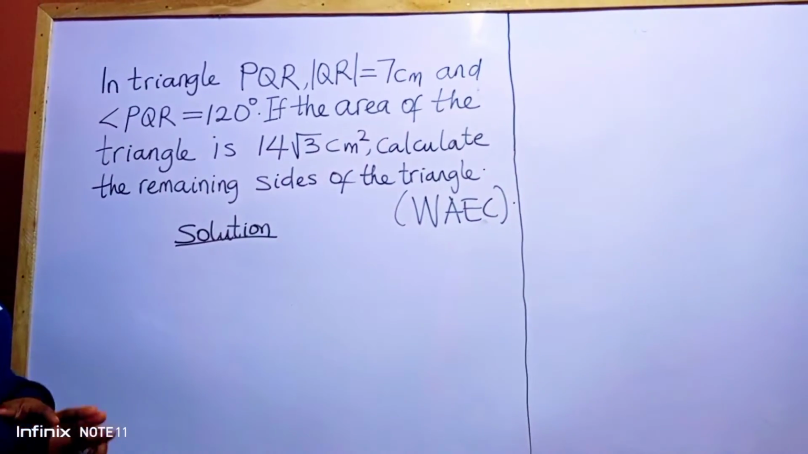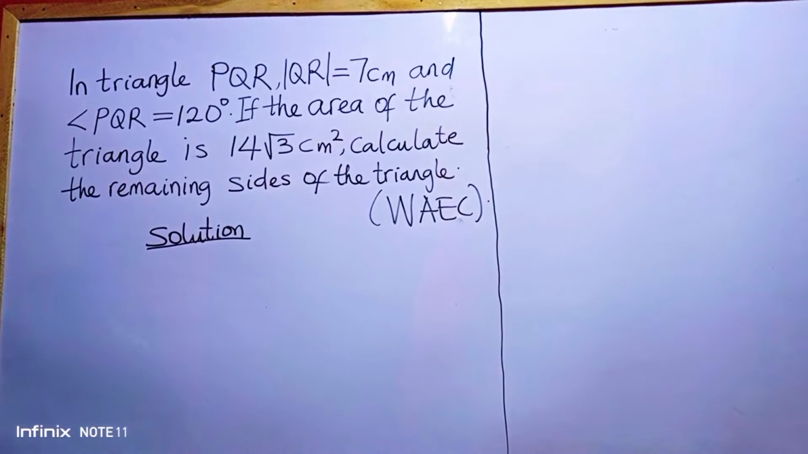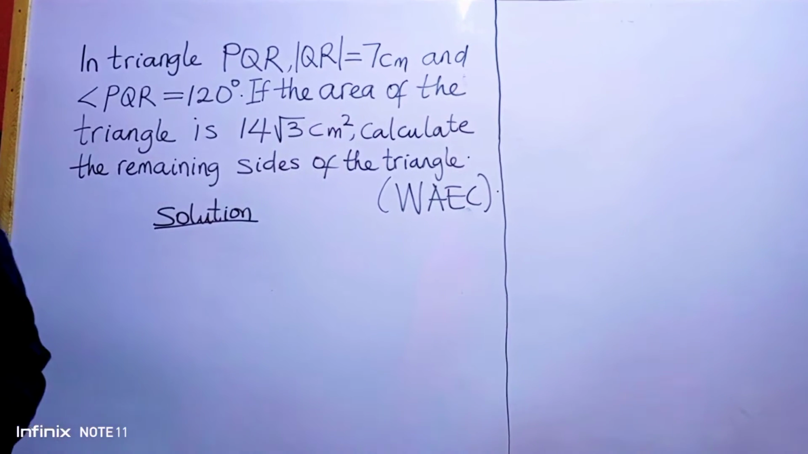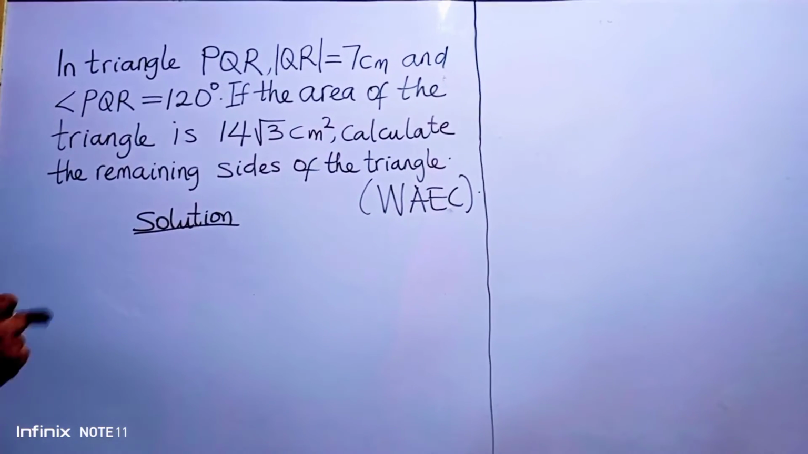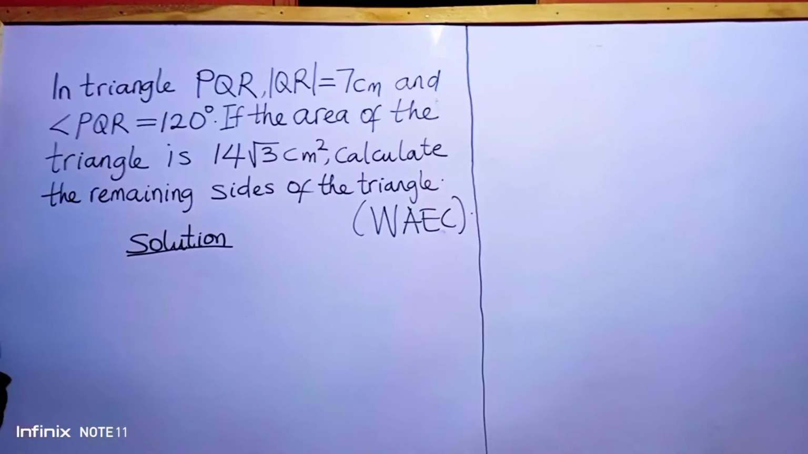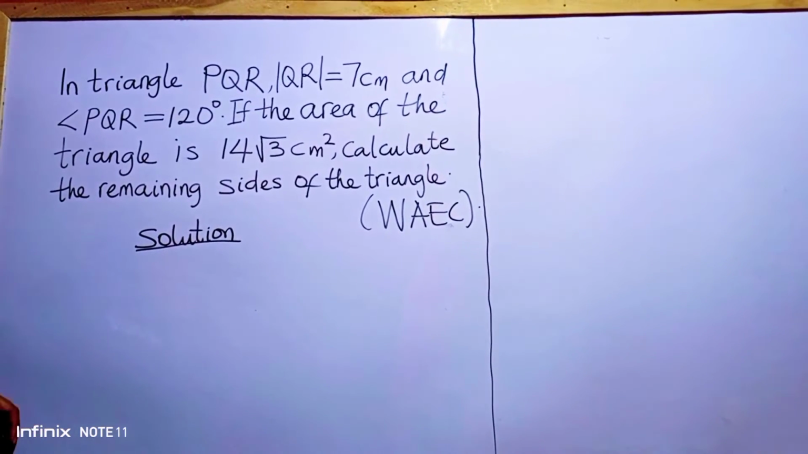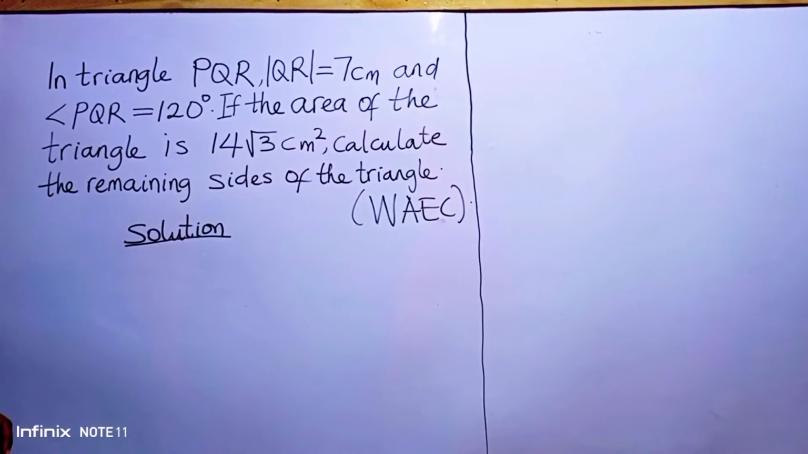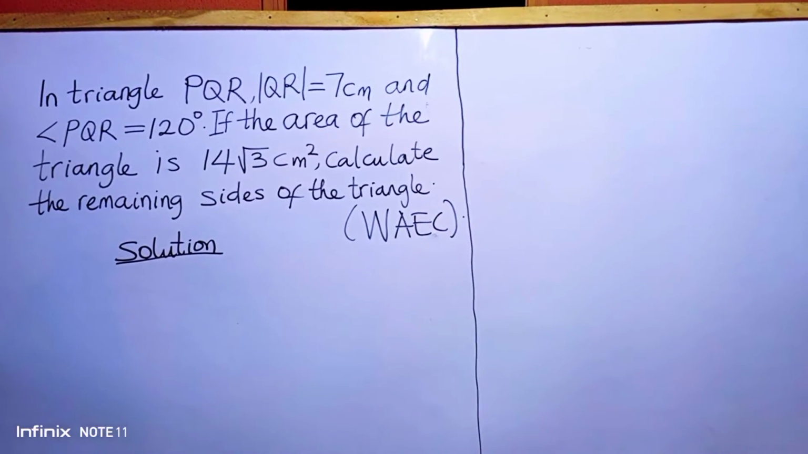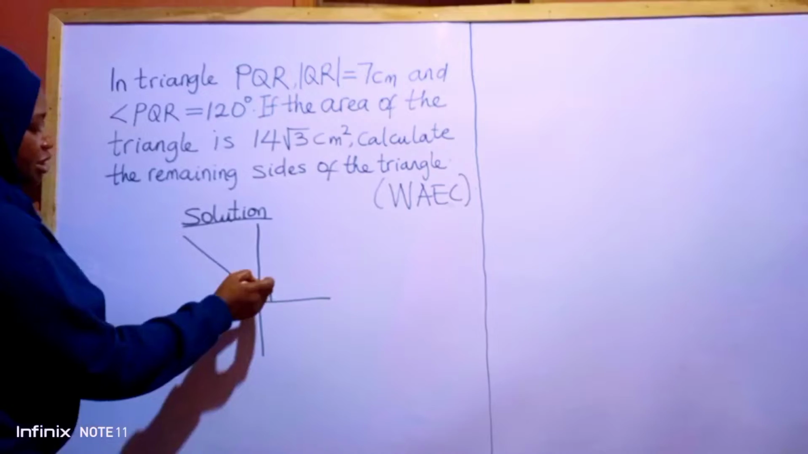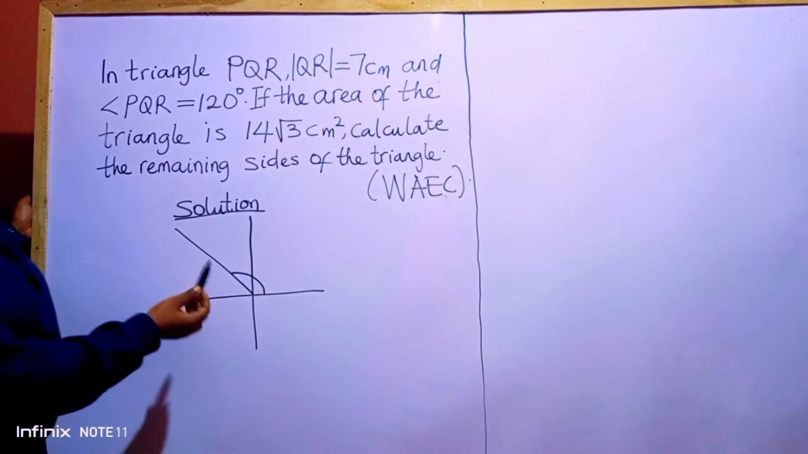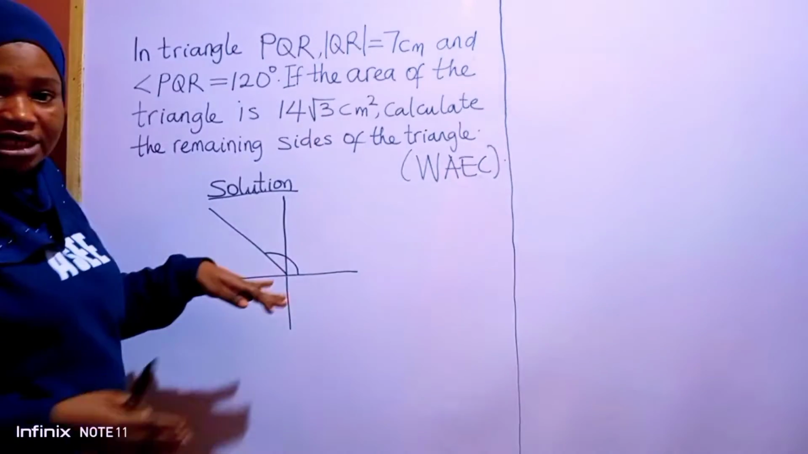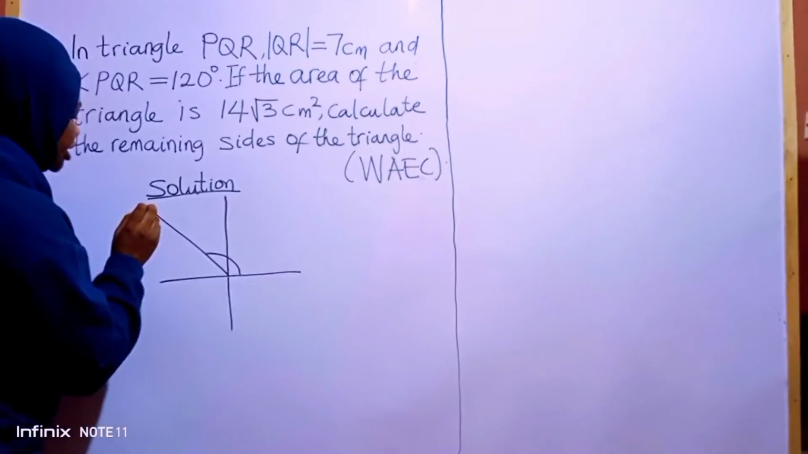So today we want to solve this beautiful question. In triangle PQR, line QR is equal to 7 centimeters and angle PQR is equal to 120 degrees. If the area of the triangle is 14√3 centimeters squared, calculate the remaining sides of the triangle. It's a WAEC question. This angle means it is not a right angled triangle. It is a scalene triangle. So let's sketch it.